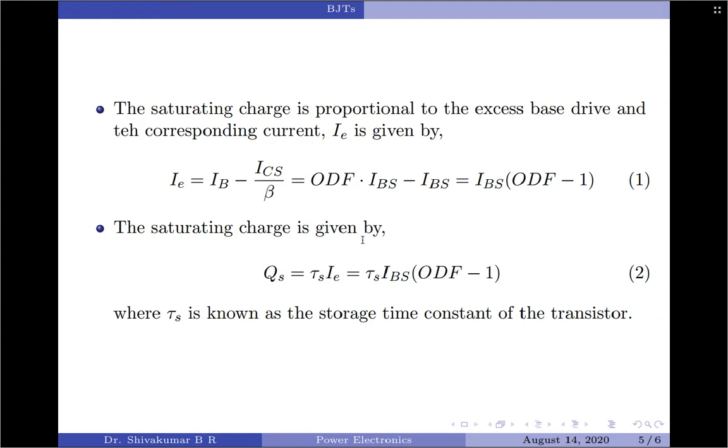And finally, the saturating charge itself is given by tau S multiplied by IE. Now, this is also equal to, taking IE from equation 1 and substituting, tau S into IBS multiplied by ODF minus 1. So, what is tau S here? It is called the storage time constant of the transistor.